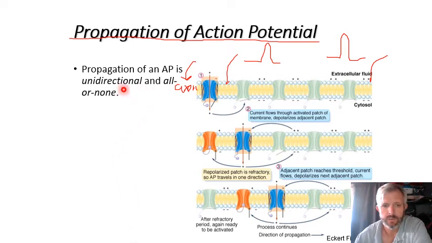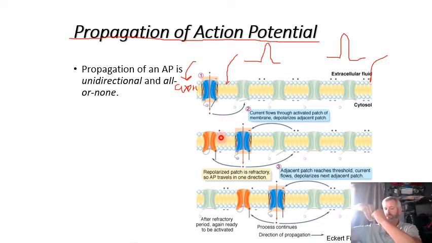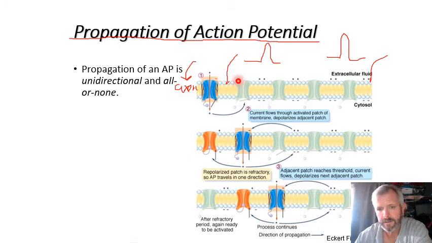Now, why does it go in just one direction? Let's go back. Remember, what's happening in our absolute refractory period? Our sodium channels are inactivated. Remember, the activation gate is fast to open, and then the inactivation gate comes in and closes off the sodium channel. If this channel cues the opening of the next channel, this has to open first to cue the opening of the activation gate there. As the activation gates are opening on this stretch of channels, the channels behind them are in the inactivated state. These can't be open. I can't do an action potential.